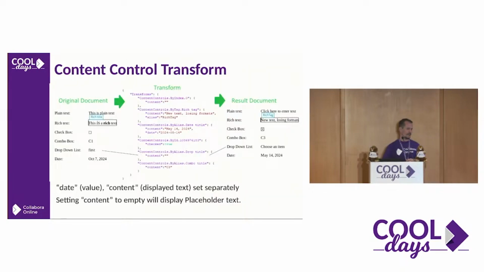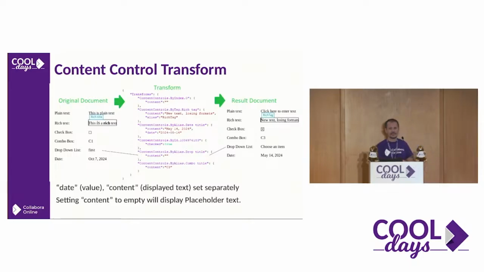Another example of the content control transform. In the middle, there is the command list, which describes how to transform the document. The left side is the original, and the right side is the result.